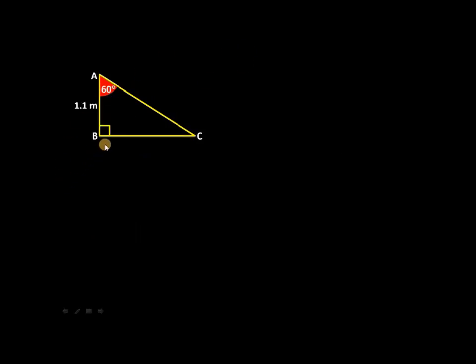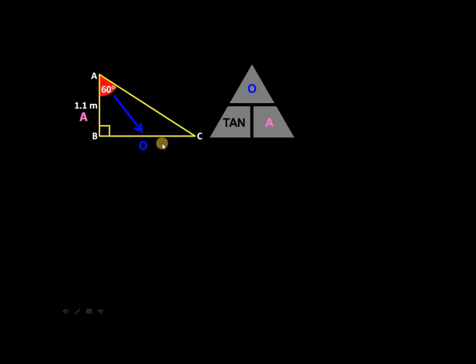In this question we want BC, this line here. Here is the angle. If we come opposite, we get BC. BC is the opposite. This angle is the adjacent. We have opposite, adjacent. That's the tan triangle. We want to calculate opposite, so we cover it, and then we use this triangle to get the law. Opposite is equal to tan multiplied by adjacent.